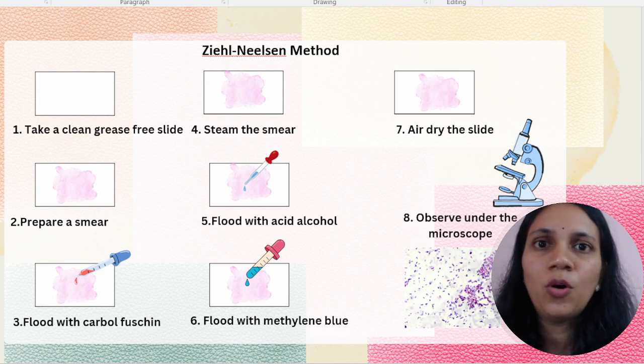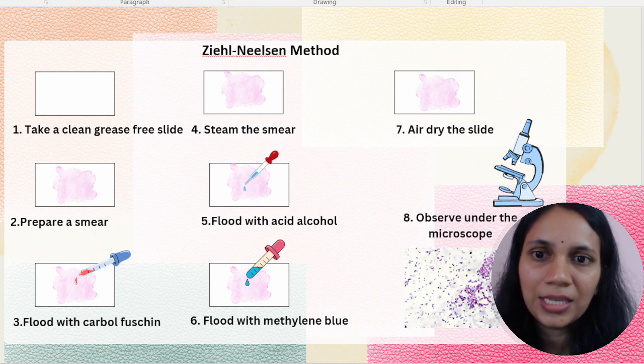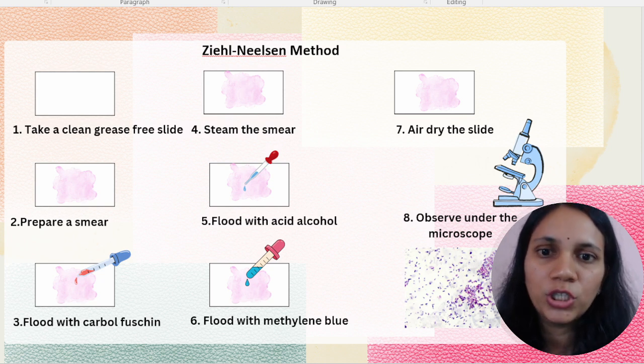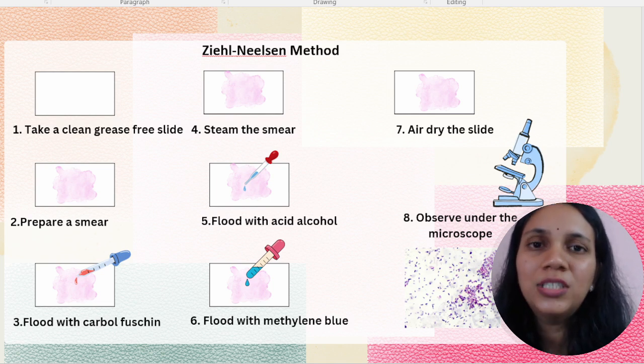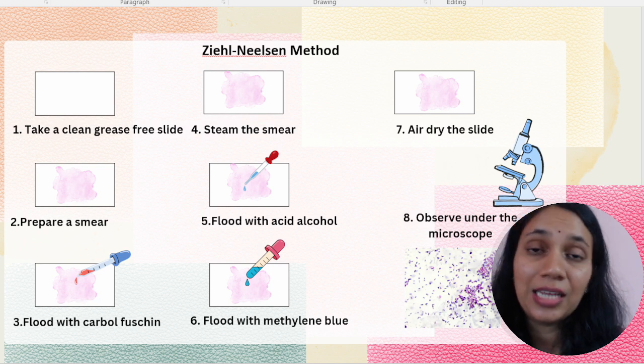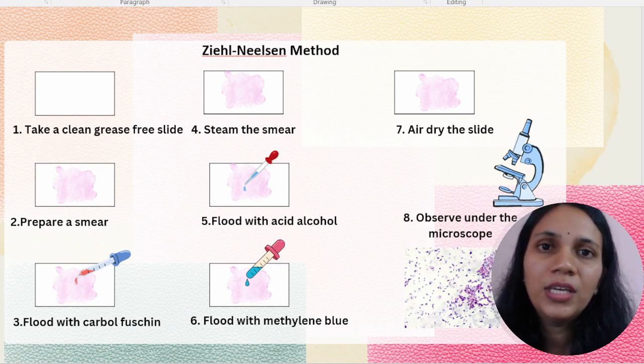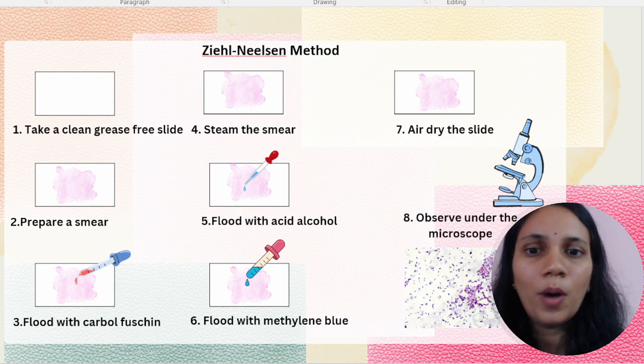And we keep it in contact for around 15 to 20 seconds, and later on we will wash it again very gently so that the excess that is being oozed out is washed off. Then finally the sixth step, that is adding the counter stain, that is methylene blue. We keep it in contact for around 1 minute.